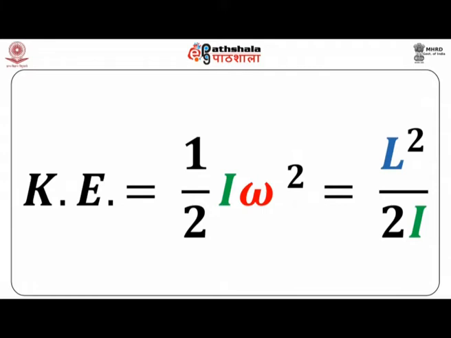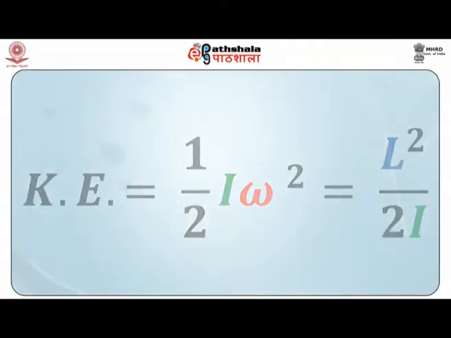It can also be written in the corresponding form L square upon 2I, where L is the angular momentum of the rigid rotator, and this L is equal to I omega. That means L square will become I square omega square. So that's basically the kinetic energy of a rigid rotator.